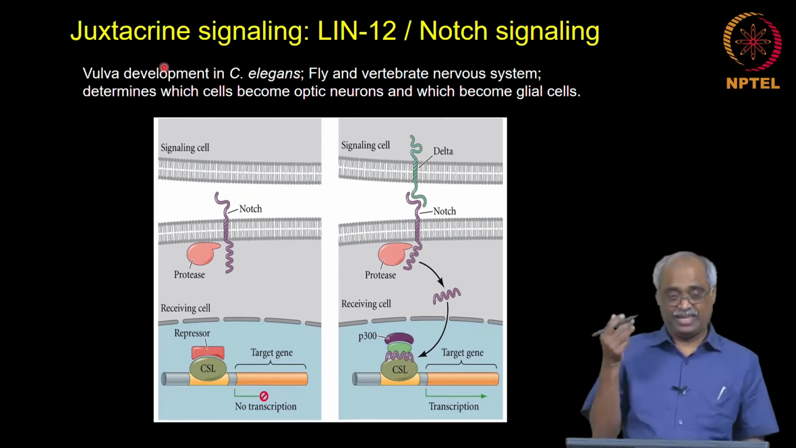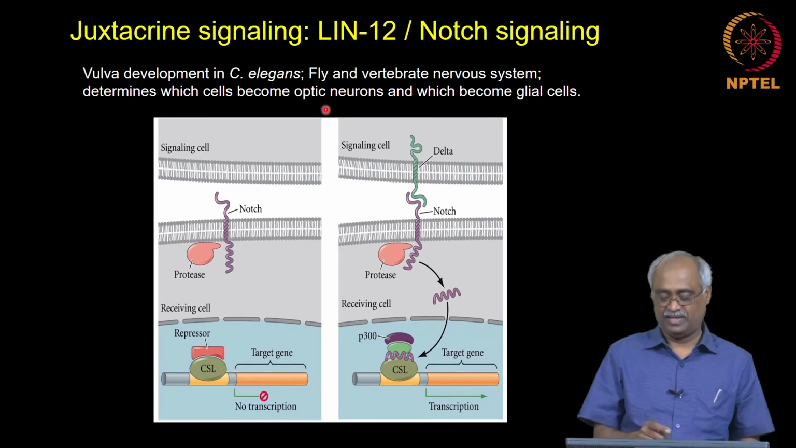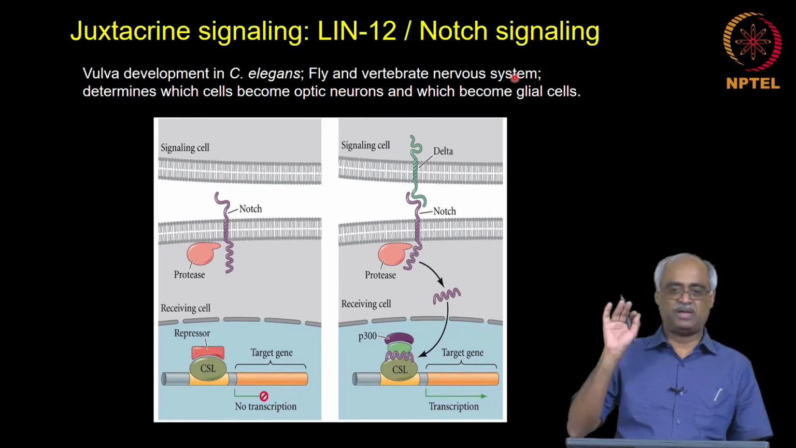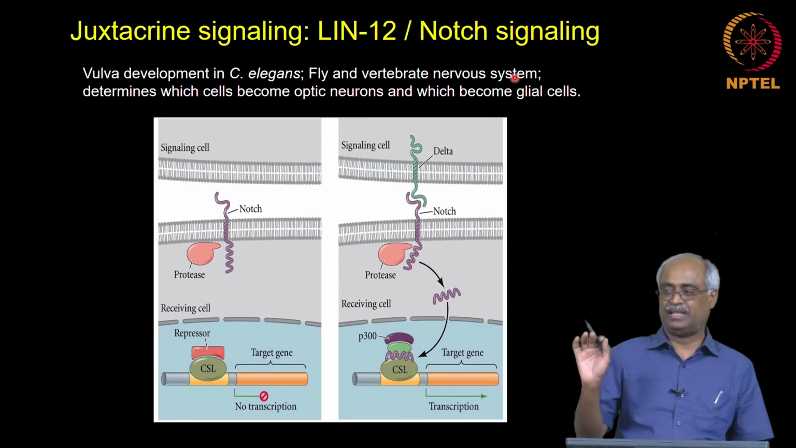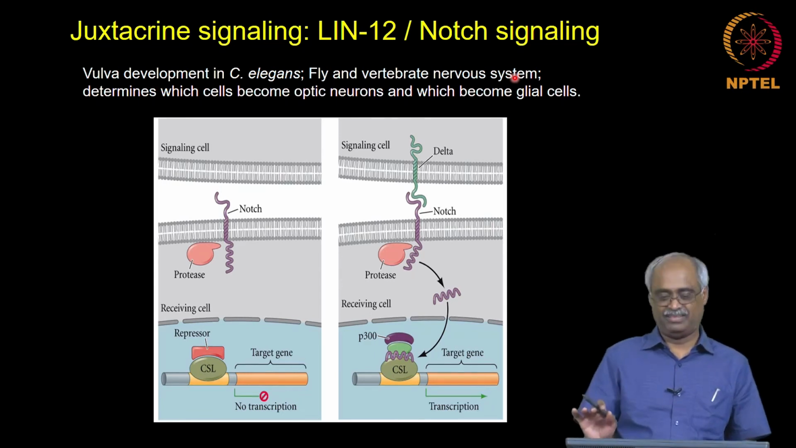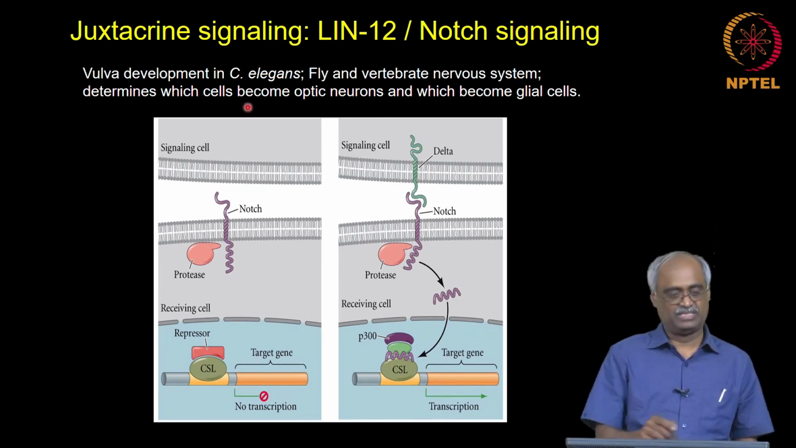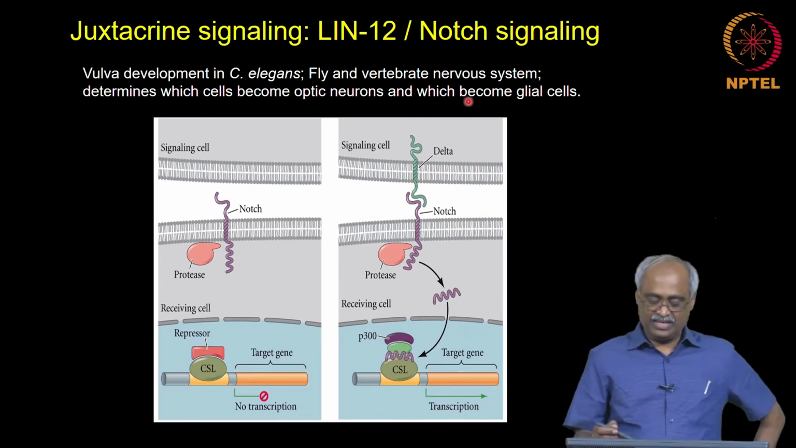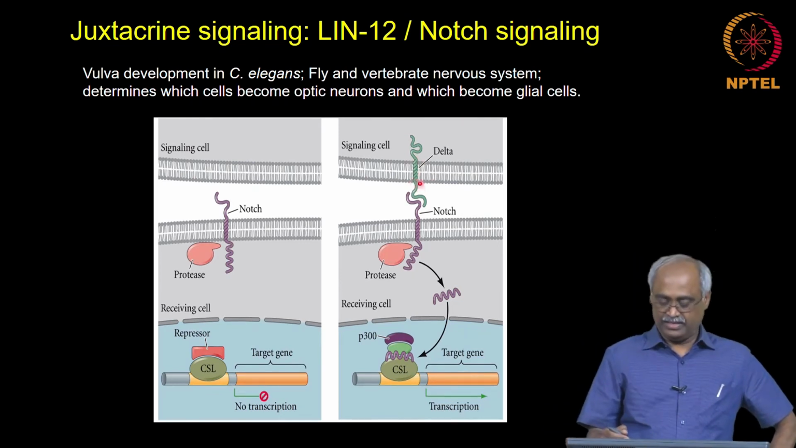It is required for fly eye development, retinal development in the fly. In the vertebrate nervous system, to tell a cell do not become a neuron, instead become a glial cell, that is done by Notch signaling. And in optic neurons specifically, that is where this is involved. Here the interaction leads to cleavage of Notch. Usually there are three cleavages.